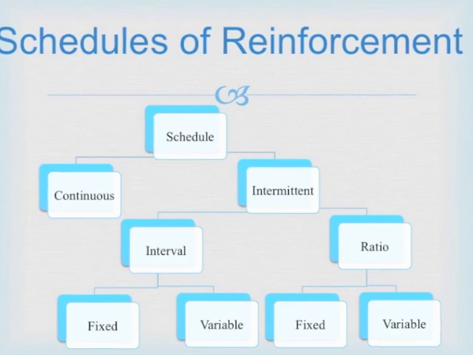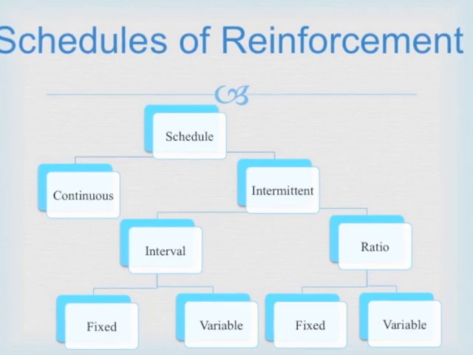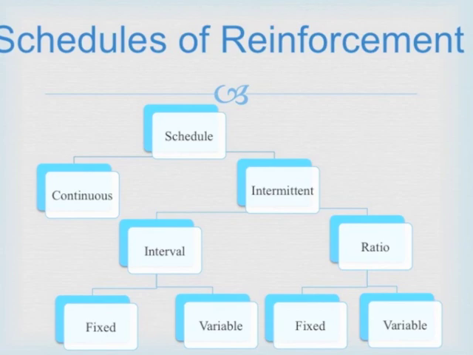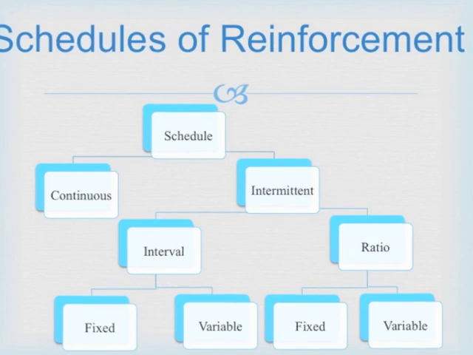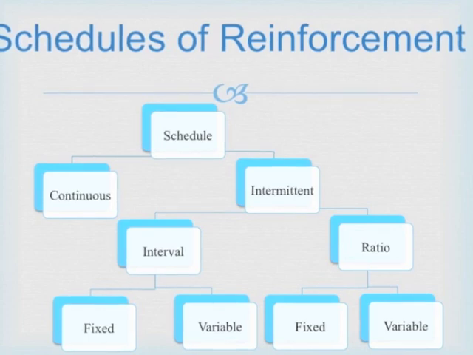you have different times, random times. So it might be 5 minutes, it might be 2 minutes, it might be 10 minutes. So it's not a set schedule, it's mixed up, but it's still a time interval. Ratio also has fixed and variable. Fixed would be every 5th time a student does the behavior, you reward that student. Every 5th time they sit in their seat, you're going to reward that behavior. Whereas variable would be random again. It's not necessarily every 5th time. It might be 2, 5, 10.